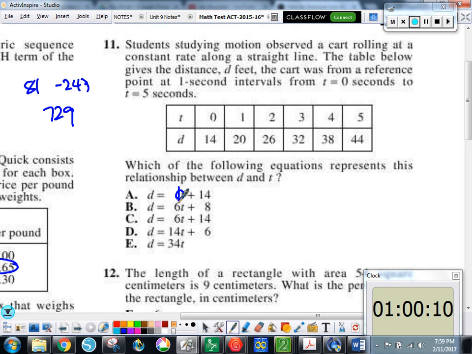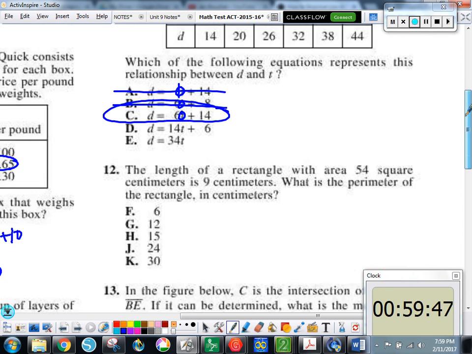Yes. If I plug in a 1, do I get a 20? No, this one's out. If I plug in 0 in here, do I get a 14? No, this one's out. If I plug a 0 in here, do I get a 14? Yes. If I plug in a 1, do I get a 20? Yes. If a 2, a 26, a 3, a 32, this part C is my answer. So you don't have to actually do it. You just start plugging in numbers to see if it works. There's a strategy for you.